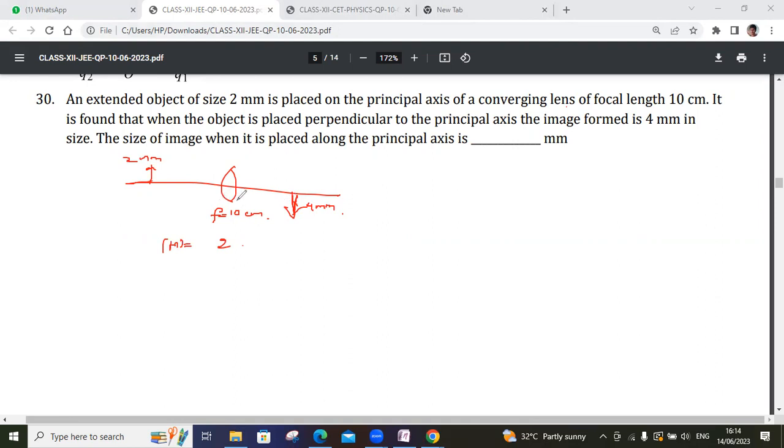So what is the size of the image when it is placed along the principal axis? When it is placed like this, it's 2 mm. So what is the size of the image? Right? So this is called longitudinal magnification and transverse magnification. Transverse magnification means magnification in a direction perpendicular to the principal axis, which we generally call magnification, HI by HO. And that is given to be 2 here. Sorry, this one is longitudinal magnification.